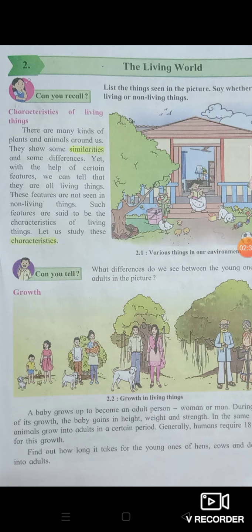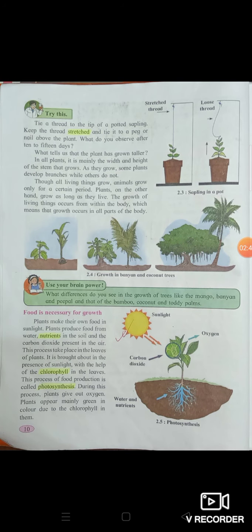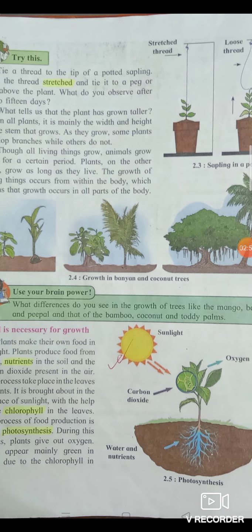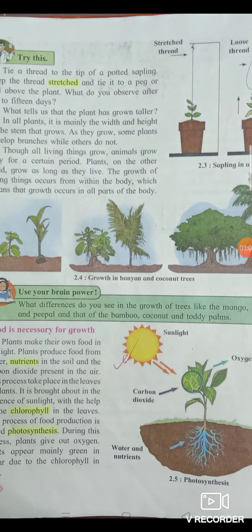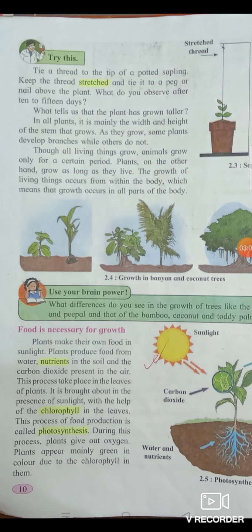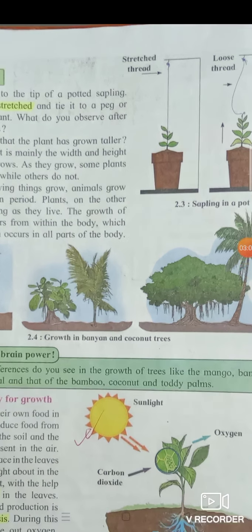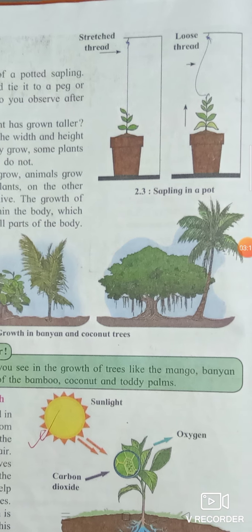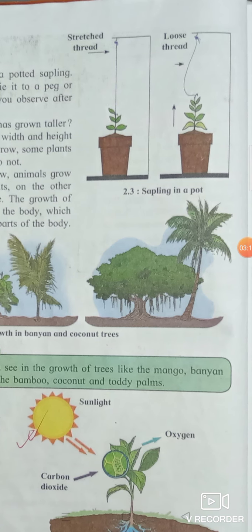Okay, so we will move to the next page. See, here a small experiment is given, saplings in a pot. First tie a thread to the tip of the potted sapling. Keep the thread stretched and tie it to a peg or nail above the plant. What do you observe after 10 to 15 days? See, in the first picture we can see the sapling tied with the stretched thread. After 10 to 15 days, what happens? That thread becomes loose. Why did this happen?